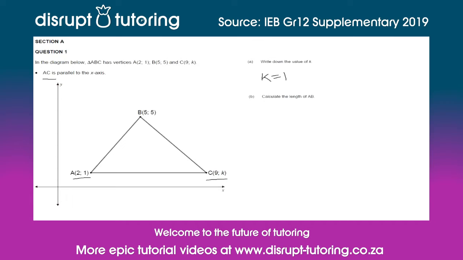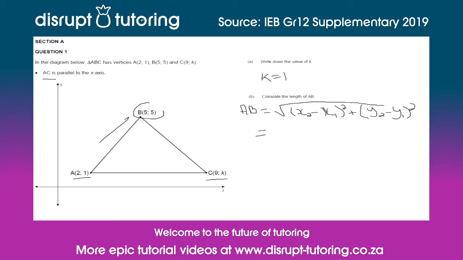So that's an easy 1 mark to start us off with. Then we've got question B asking us to calculate the length of AB. To get this length of AB, which is this line over here, we need to use the distance formula. So the distance of AB, and this is straight off your formula sheet, will equal the square root of the change in x, which is x2 minus x1, squared, plus y2 minus y1 squared.